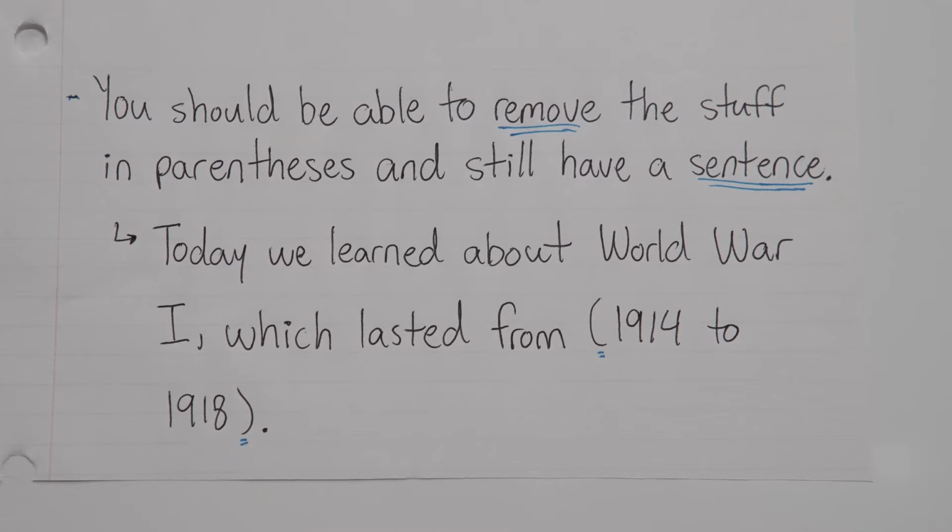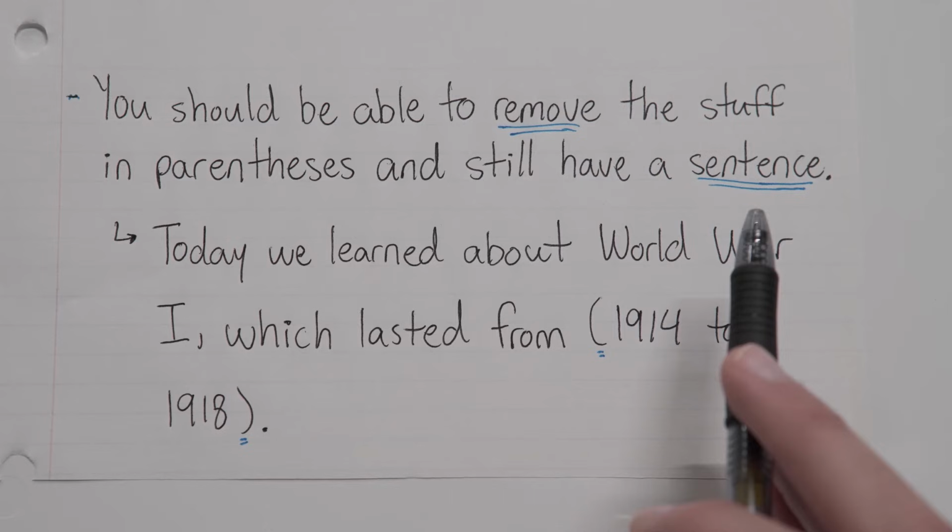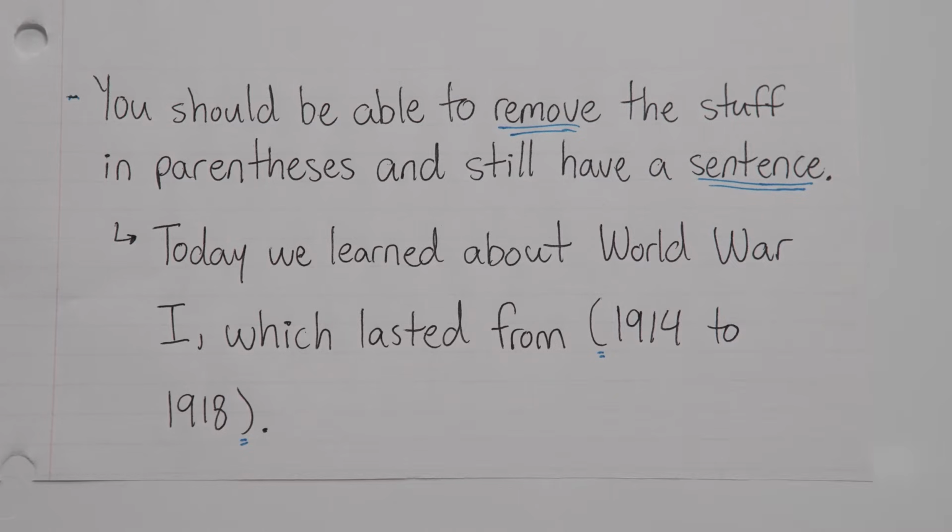And the only other rule that you need to remember is that you should be able to take the stuff in parentheses out of your sentence and still have a sentence left. And that includes having all of the punctuation marks that you would need, like this. Watch. Today, we learned about World War I (which lasted from 1914 to 1918.) Now, at a glance, this might look correct to you. There's extra information here, it's a date, and we're all good, right?